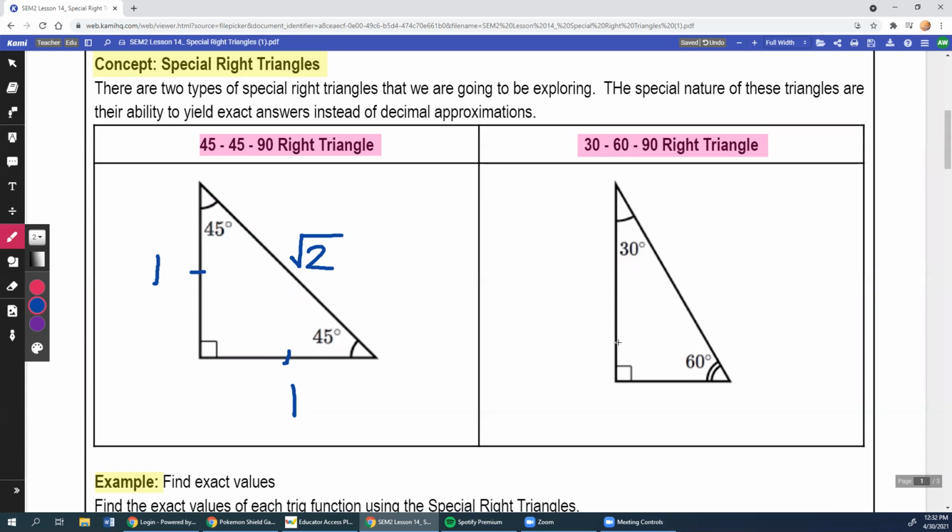And then for a 30, 60, 90 right triangle, as you can see, we have a short leg, a long leg, and a hypotenuse. The short leg down here by 60 degrees is going to be 1. The long leg is going to be square root 3. And then the hypotenuse is 2. So you need to make sure you have this written down correctly for the special right triangles because we are going to be using them to find exact values. So let's do some practice with that.